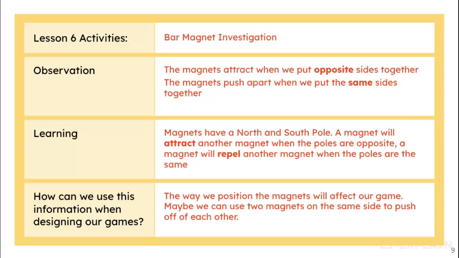The goal of this class discussion is to analyze student data and use cause and effect to describe how the magnets are interacting. Use the discussion to create the Lesson 6 summary chart. By the end of the discussion, students should understand that the way they position magnets will affect their games. They could use 2 magnets on the same side to push off of one another.